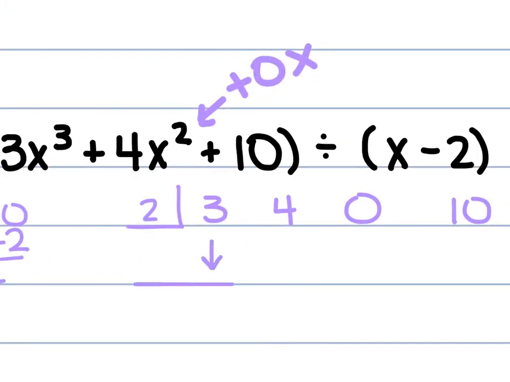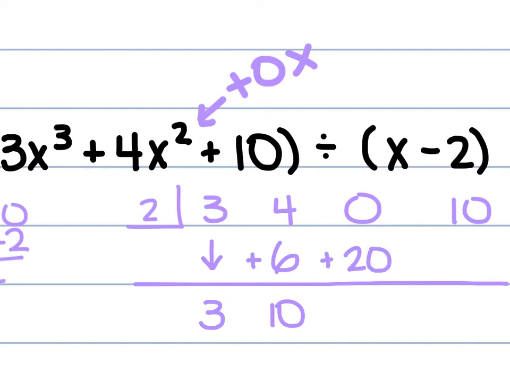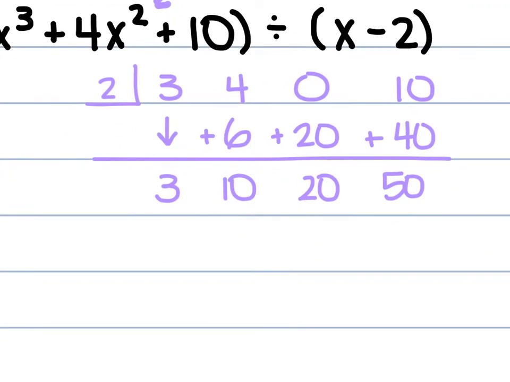Bring the 3 down. You have 3 times 2, which is 6. 4 plus 6 is 10. 10 times 2 is 20. 20 plus 0 is 20. And then 20 times 2 is 40. Add that with a 10, we get 50. So we have 3, 10, 20, and 50.